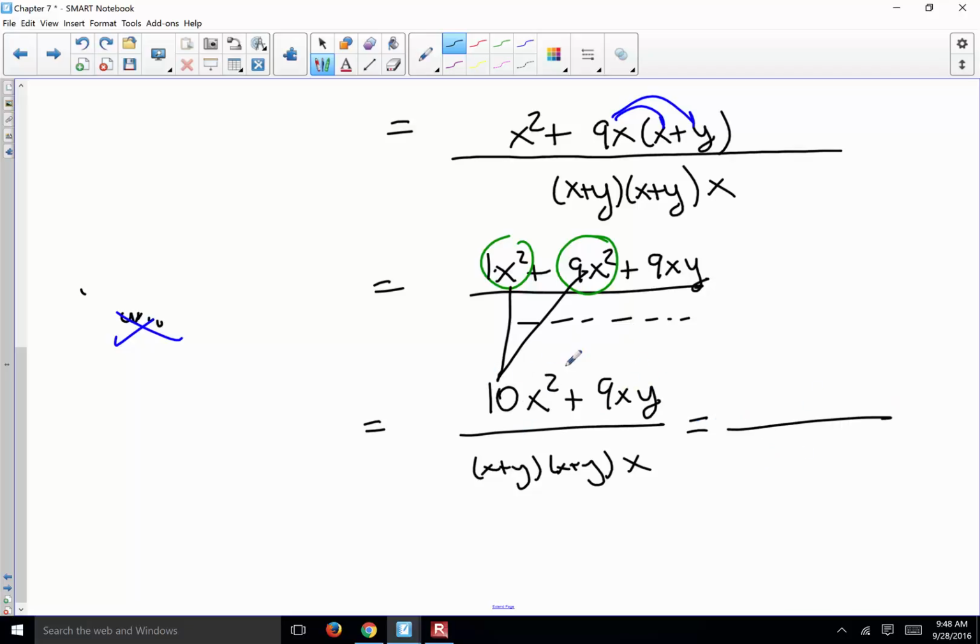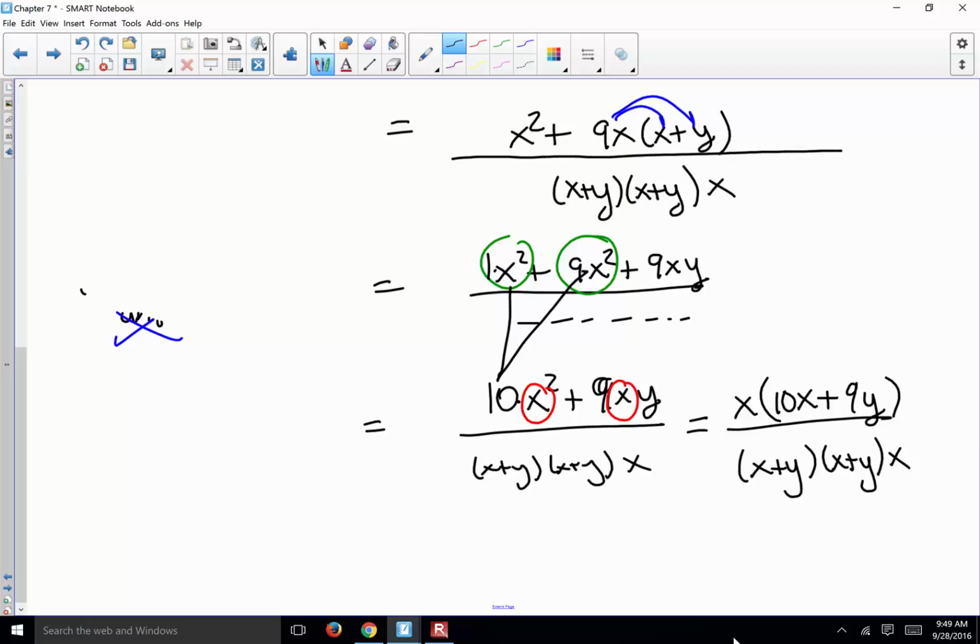Is there any factoring going on the top, so maybe we can cancel with the bottom? Do you see any kind of factoring happening on the top? X out. Yes, we can. There is an x common. We can take that x out. What is left is 10 here and another x, because this is double x. Square means double x, so we have another x left over. 9 is left and y is left.